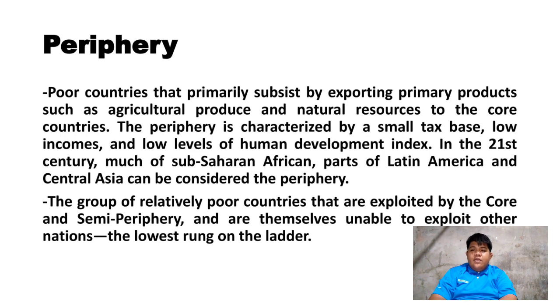Lastly, the periphery. These are poor countries that primarily subsist by exporting primary products such as agricultural produce and natural resources to the core countries. The periphery is characterized by small tax base, low incomes, and low levels of human development index. In the 21st century, much of sub-Saharan Africa, parts of Latin America, and Central Asia are considered to be periphery. Additionally, periphery is the group of relatively poor countries that are exploited by the core and semi-periphery, and are themselves unable to exploit other nations, the lowest rung on the ladder.